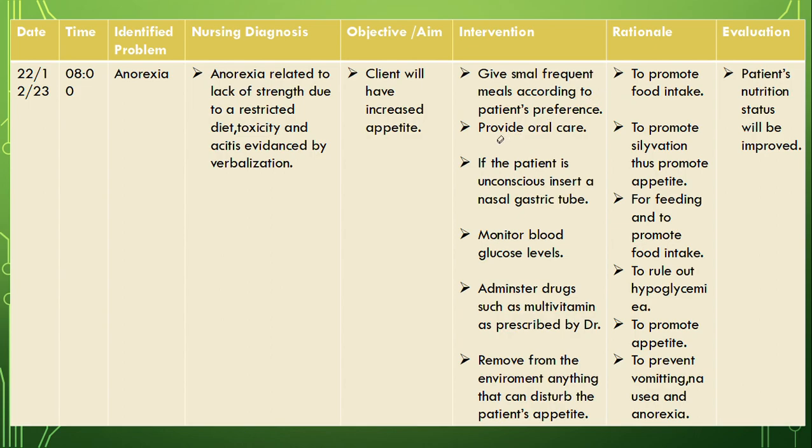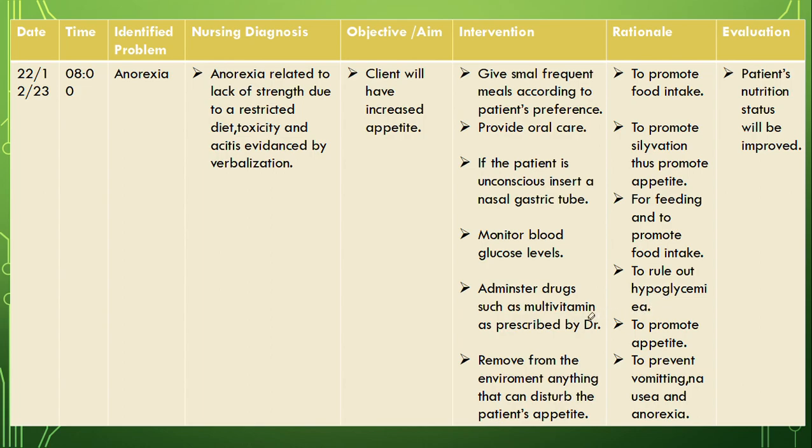Then you are going to provide oral care. So oral care has to be done in order to promote salivation and promote appetite. Then if the patient is unconscious, we have to insert a nasogastric tube for feeding and to promote food intake. Then we are going to be monitoring the blood glucose levels. Why are we going to be monitoring blood glucose levels? We want to rule out hypoglycemia.